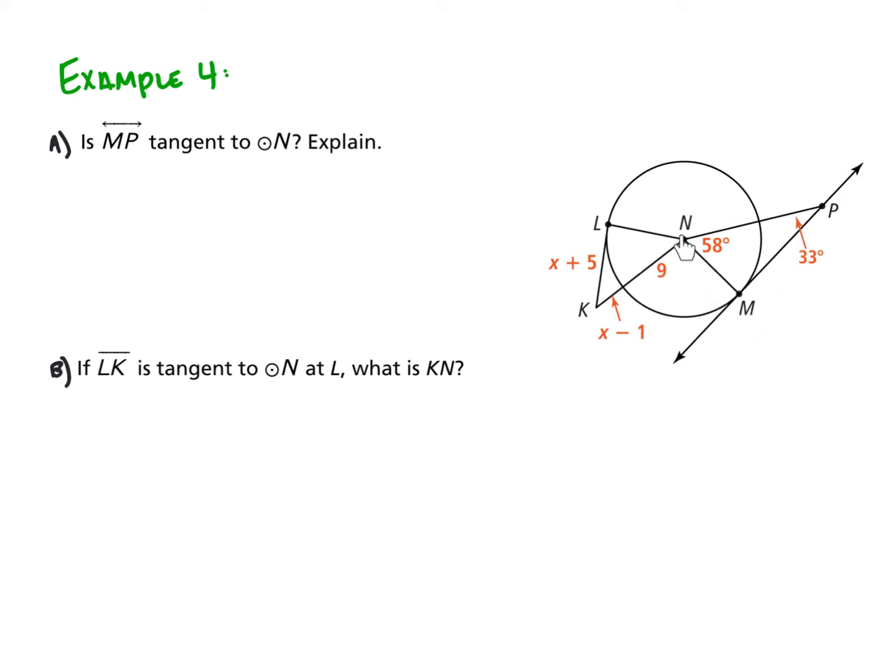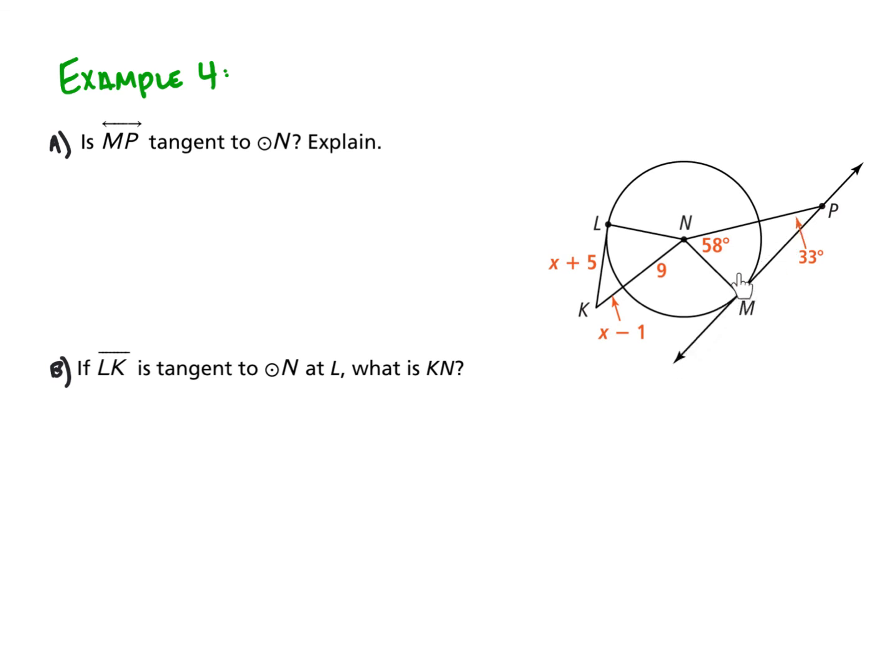Well, we see that when I draw the radius out to M, and then I connect that center out to P, I make a 58-degree angle, and then there's a 33-degree angle right here. Now, if line MP was tangent, then we know that this would have to be 90 degrees from the radius, the radius drawn from the center out to that point right there that might be the point of tangency. That would need to be 90 degrees for this to be a tangent line.